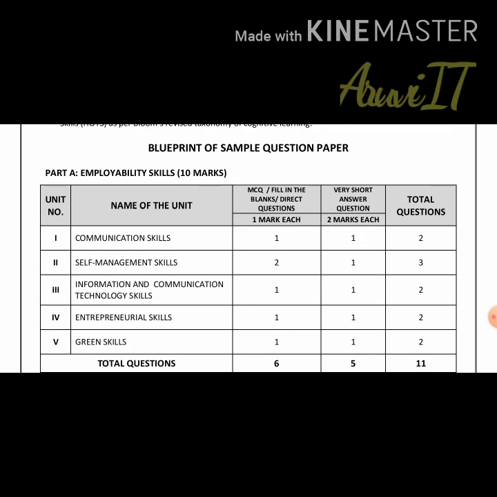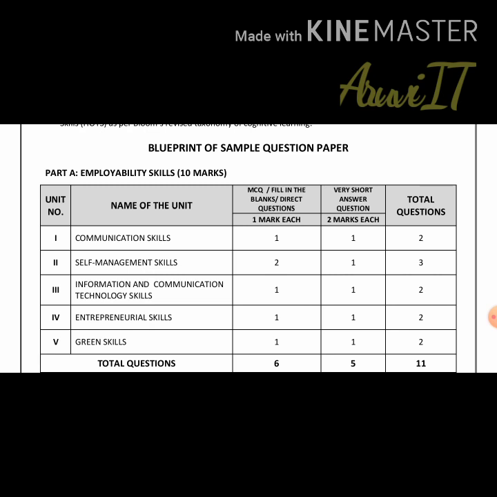Now we are going to see the very important blueprint of the sample question paper. Nowadays the past 2019 and 2020 question papers will have this kind of question pattern only. So if you read this blueprint well, then you can score full marks in your subject. So in the first one, part A, employability skills, we can score 10 marks. So what is the blueprint of part A?